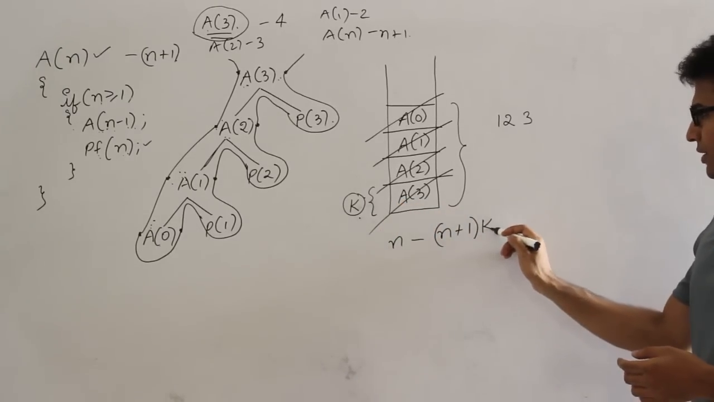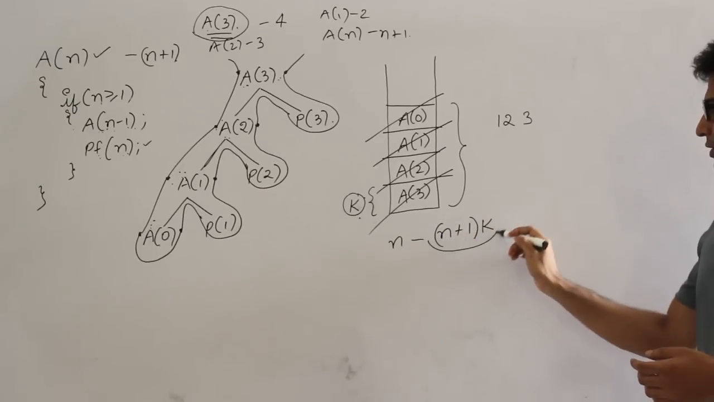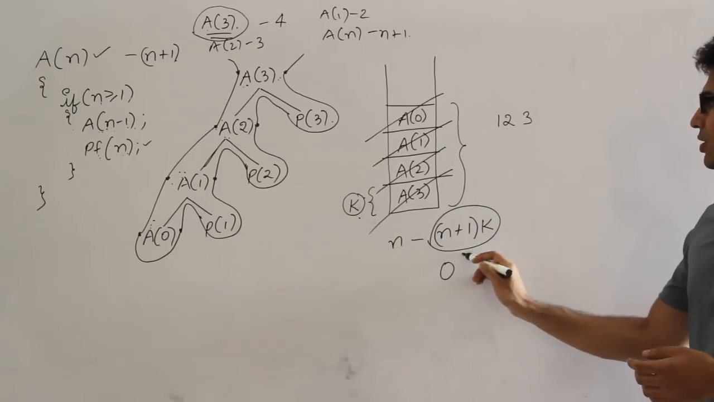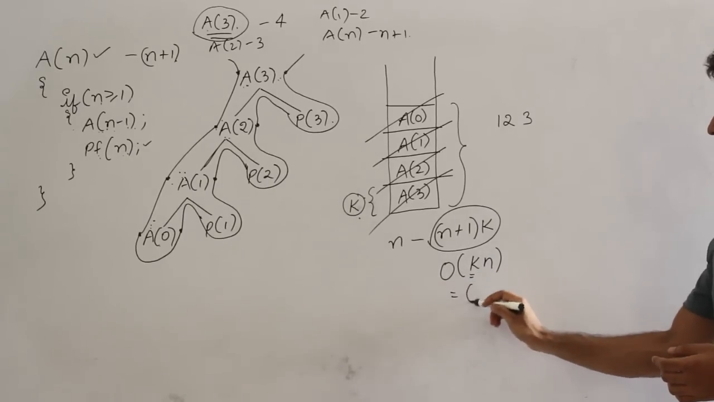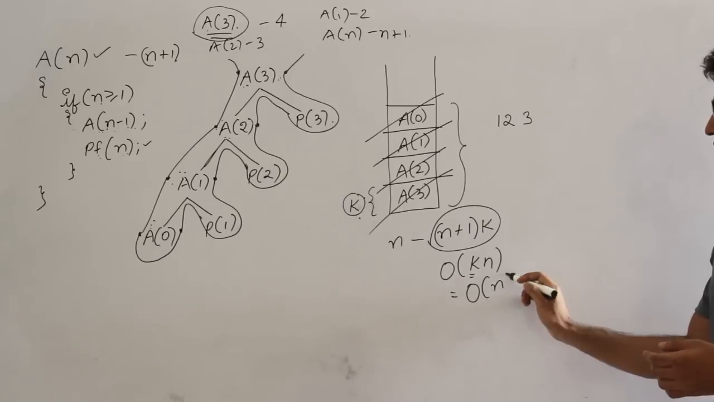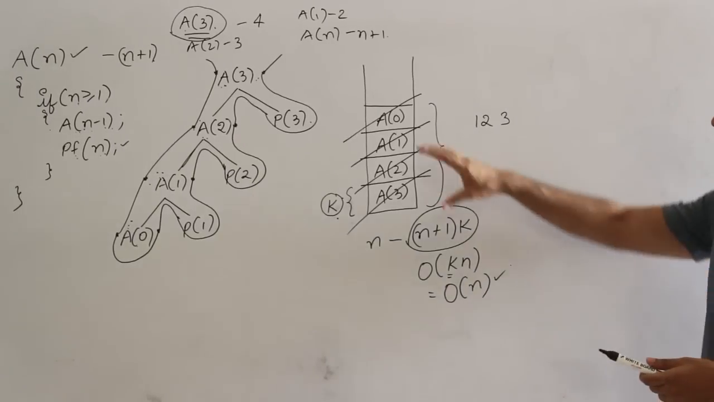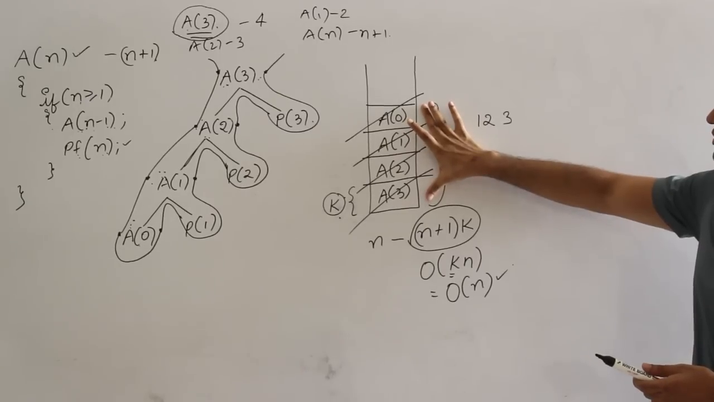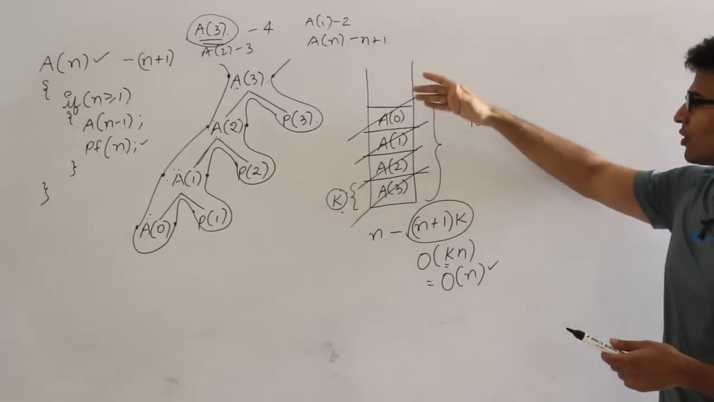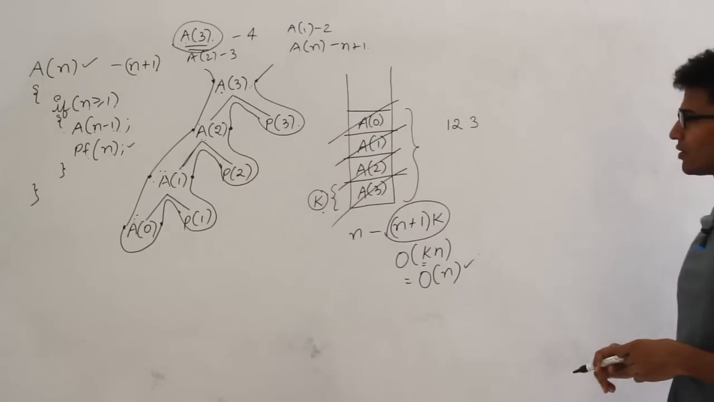Therefore the total space required for this algorithm is order of k into n. Since k is a constant, you can even say the total space required is order of n, right? Why? Because at any time I need a maximum. The stack grows till this point, and it is not growing beyond this. Therefore the space required is order of n.